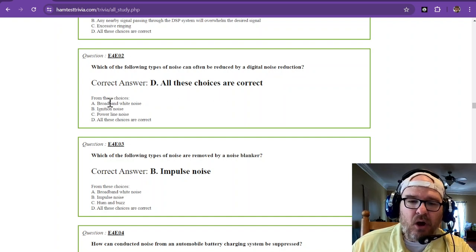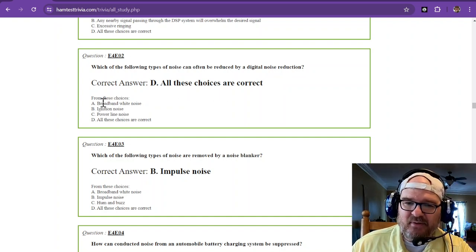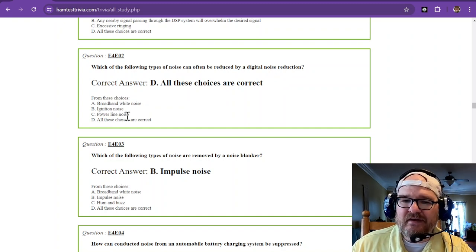Which of the following types of noise can often be reduced by a digital noise reduction, or DNR? Well, all of these choices are correct. That could be broadband white noise, ignition noise, power line noise. They can reduce all of that.